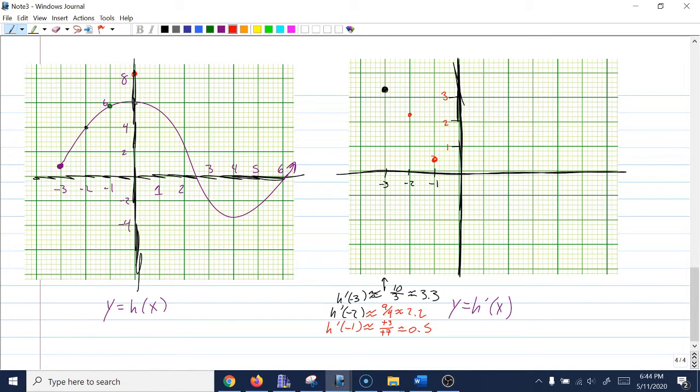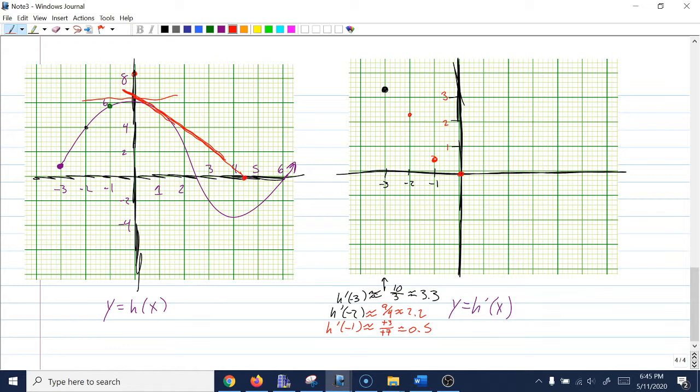What's going on at 0? 0 looks like the place where the graph is horizontal. I don't need to think about rises and runs. A horizontal line has a slope of 0. What's going on at 1? I got a slope of about... I'm going to stop trying to use a ruler now. I got a slope of about... Now it's decreasing.